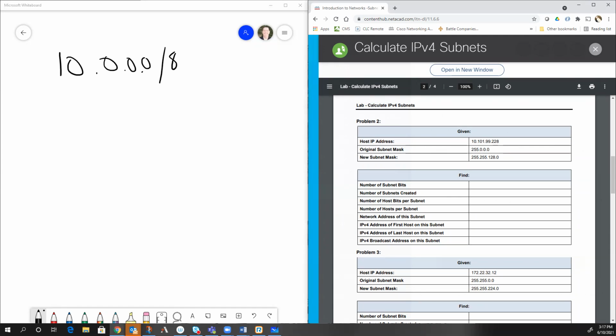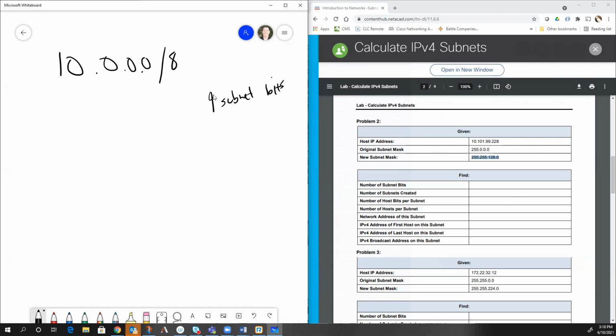But then what they want you to do is they want you to get a new mask of this. So we're going to ask you, you had a /8 before, but you're going to borrow 8 plus one more. You're going to borrow 9 subnetwork bits. So this first item would be, you have 9 subnet bits.